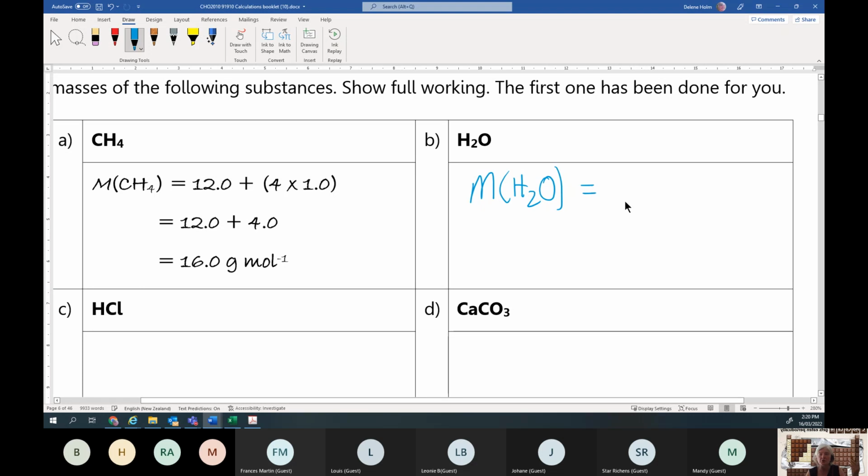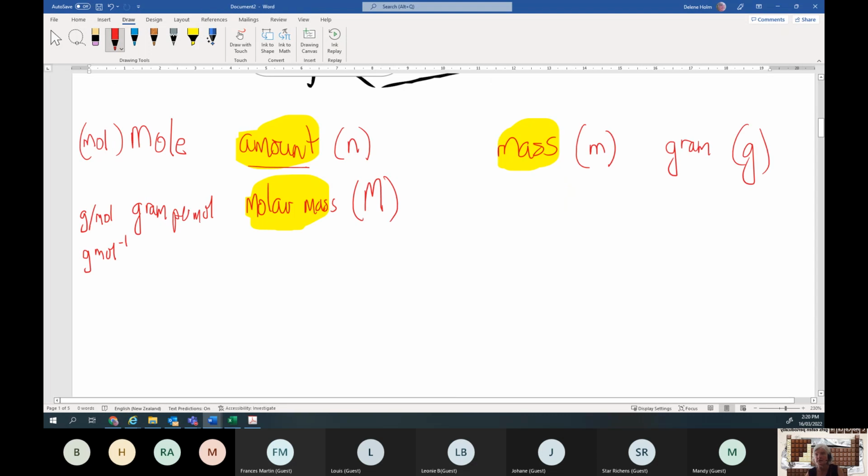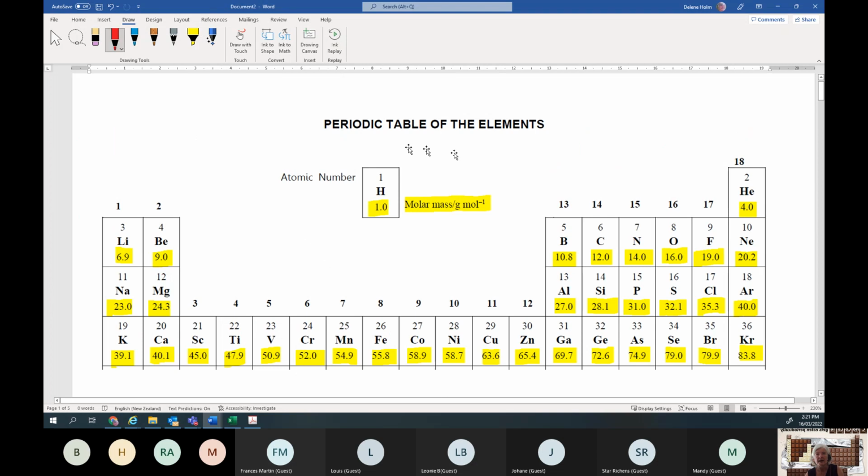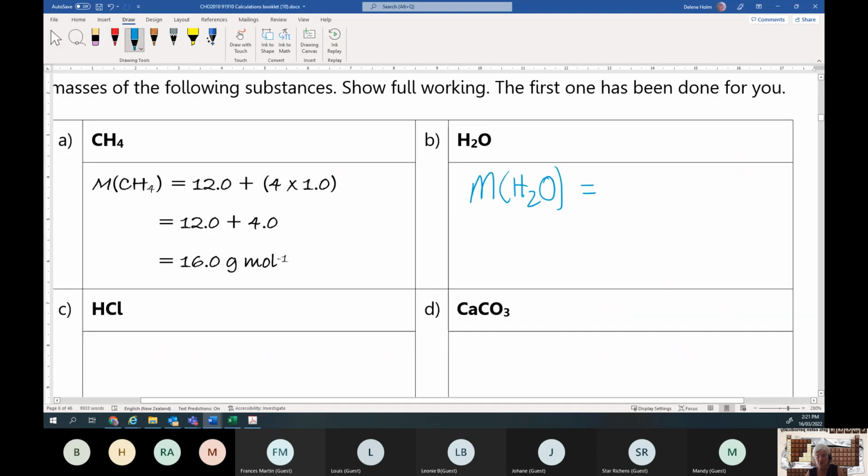So here now you would look up in the periodic table. So you would go over here and you would go right. Hydrogen is 1.0. Oxygen is 16.0. And so we would say it's 2 times 1.0 plus 1 times 16.0. Oh, I don't have to really put that last thing in there. And therefore, it's going to be 18.0.